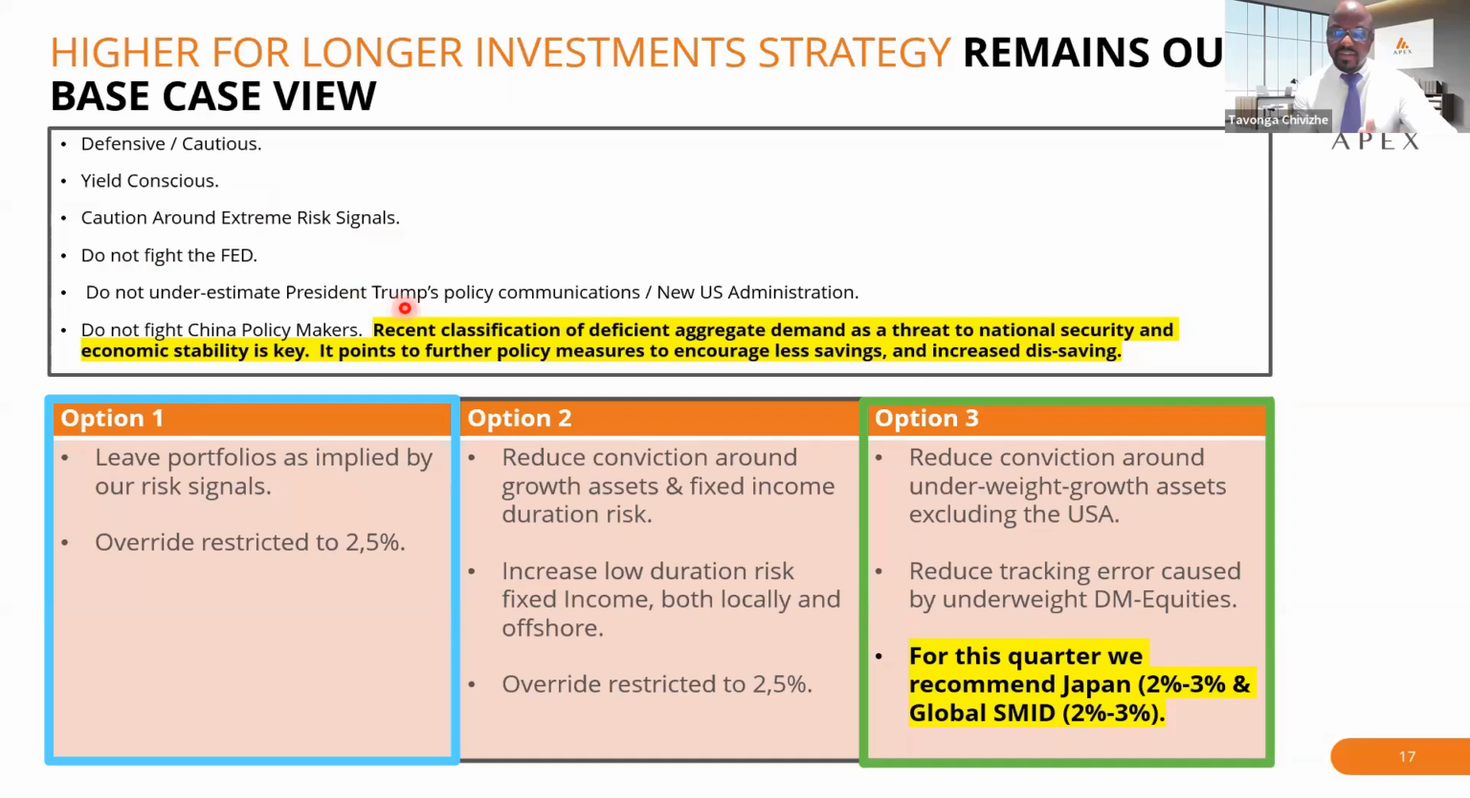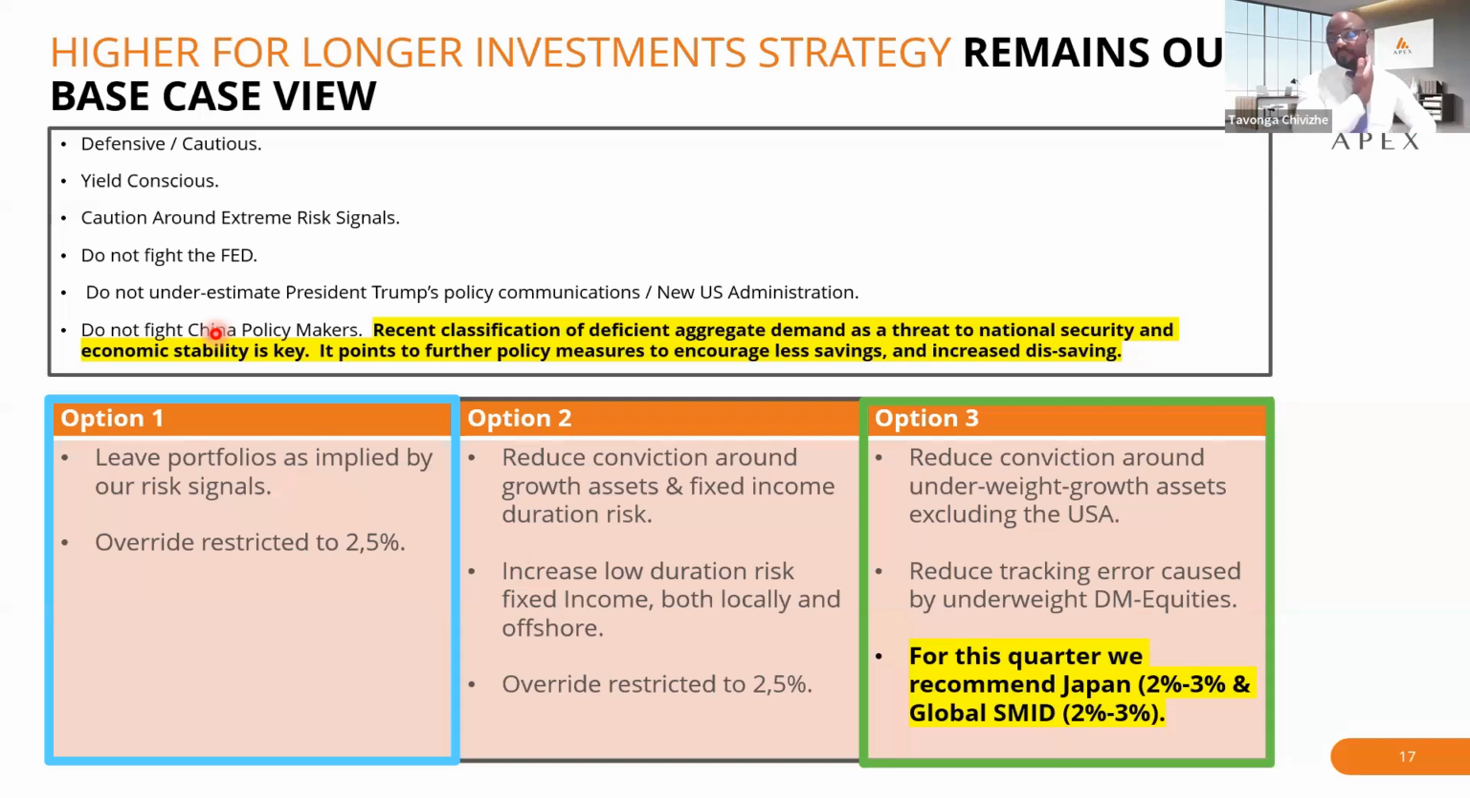Don't underestimate President Trump's policy communications. He's now shifting slowly into tax cuts. He's shifting slowly into deregulation. Small mid caps are going to be the best beneficiaries of that. Hence, us starting to be a little bit greedy in the area because the policy inflection may suit that kind of thing. And then finally, do not fight Chinese policymakers.